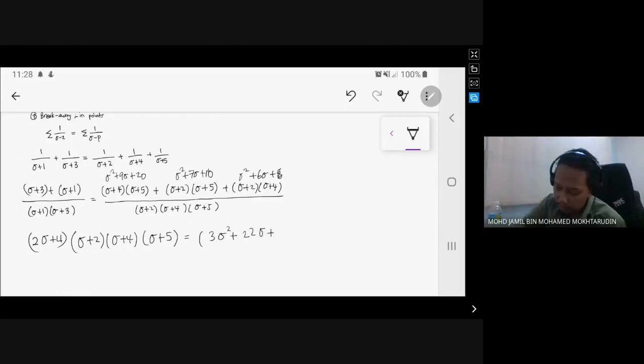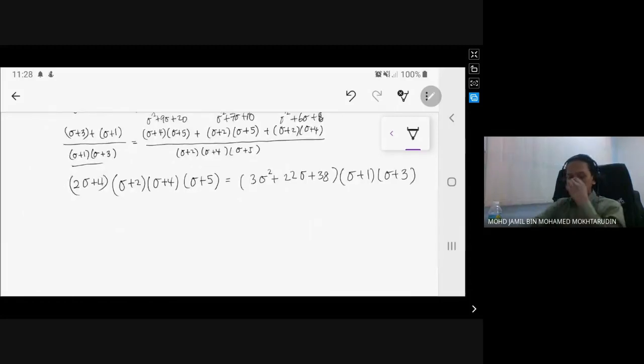Plus 38, times this one, okay. Use the calculator. Insya-Allah, the number of... So this one we will get 2 sigma square plus 8 sigma plus 8. This one we get sigma square plus 9 sigma plus 20.